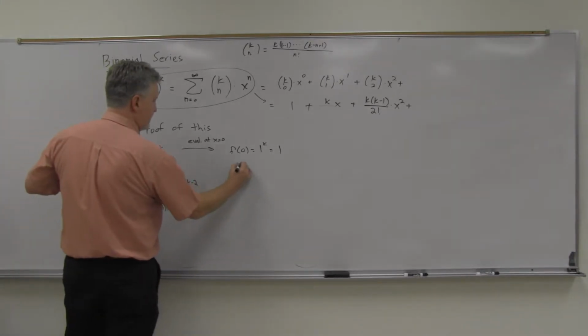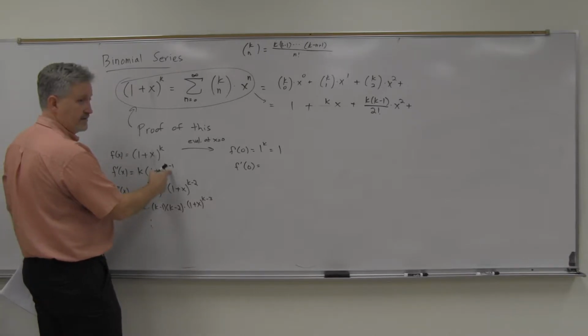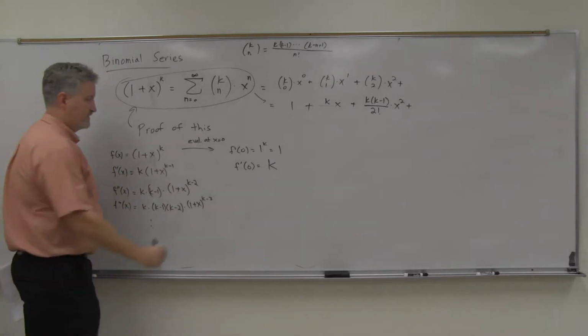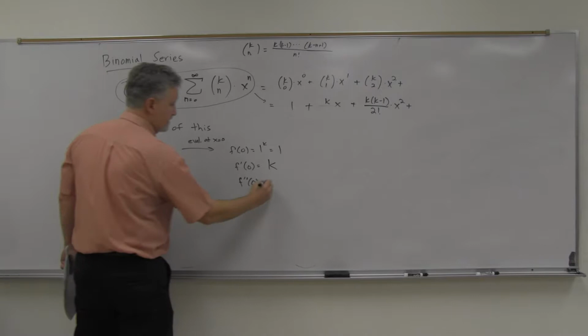All right, so f prime of 0. Well, we'd have k times 1 to the k minus 1. Well, it's 1 to any power, so this is going to be k. The second derivative at 0 would be k times k minus 1.